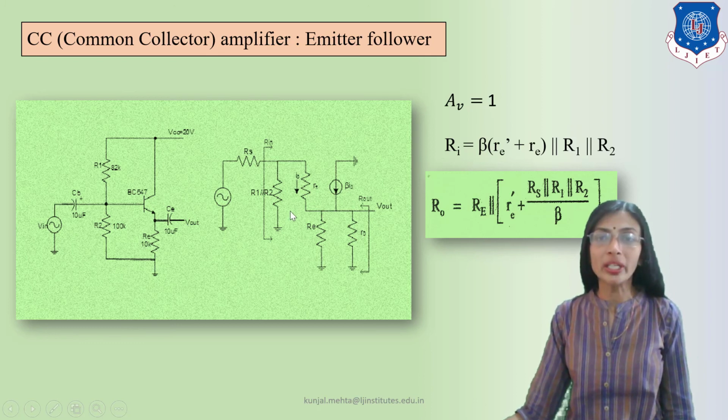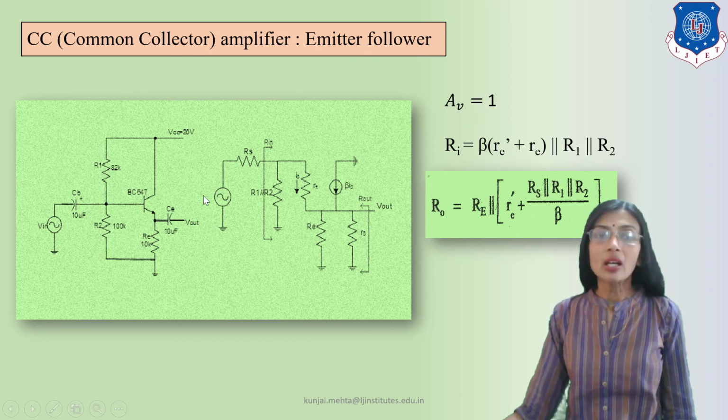This is the AC model and the analysis formulas for common collector. It is also known as emitter follower. Why? The voltage gain of common collector is always equal to 1. That means the output is equal to the input, and the output is always collected from the emitter terminal. Here the output is always equal to the input. That's why the voltage gain is equal to 1.